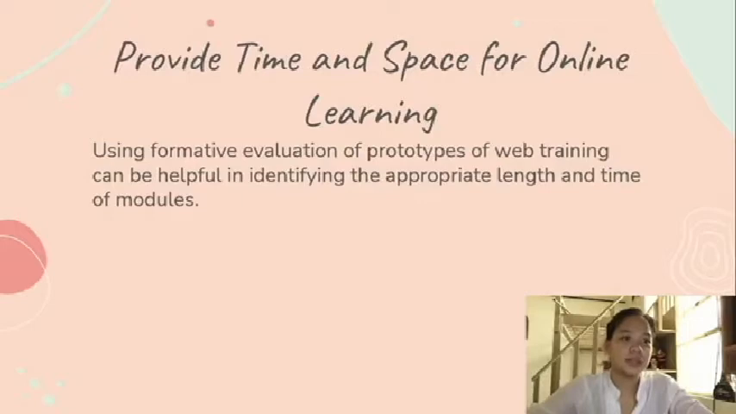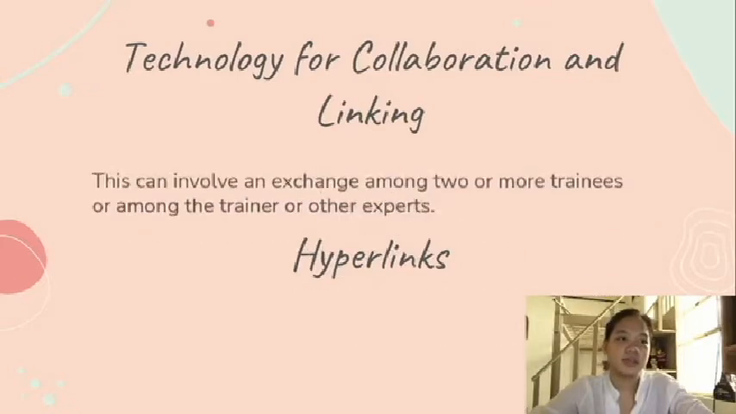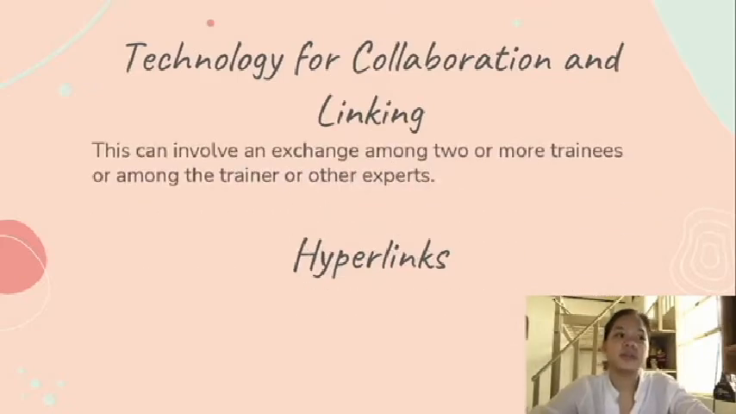The next one is technology for collaboration and linking. This can involve an exchange among two or more trainees or among the trainer or other experts. Employees learn by informal, unstructured contact with experts and peers. Collaboration can involve an exchange among two or more trainees or among the trainer or other experts. Linking includes the use of hyperlinks, which I will be discussing next.